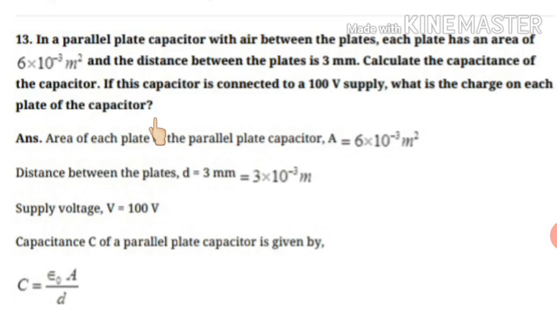Okay, so first of all we have to calculate the capacitance and then we have to calculate charge, that is Q. Now we know this thing, for a parallel plate capacitor, what is the formula? C is equal to epsilon naught A upon D. Epsilon naught is a constant. A is given, that is 6 into 10 to the power minus 3 meter square. D is given, that is 3 millimeter. We will convert it into meter, so it will be 3 into 10 to the power minus 3 meter. Okay. And V is given, 100 volt. So first of all, we will calculate capacitance by this expression. So I think this is clear.